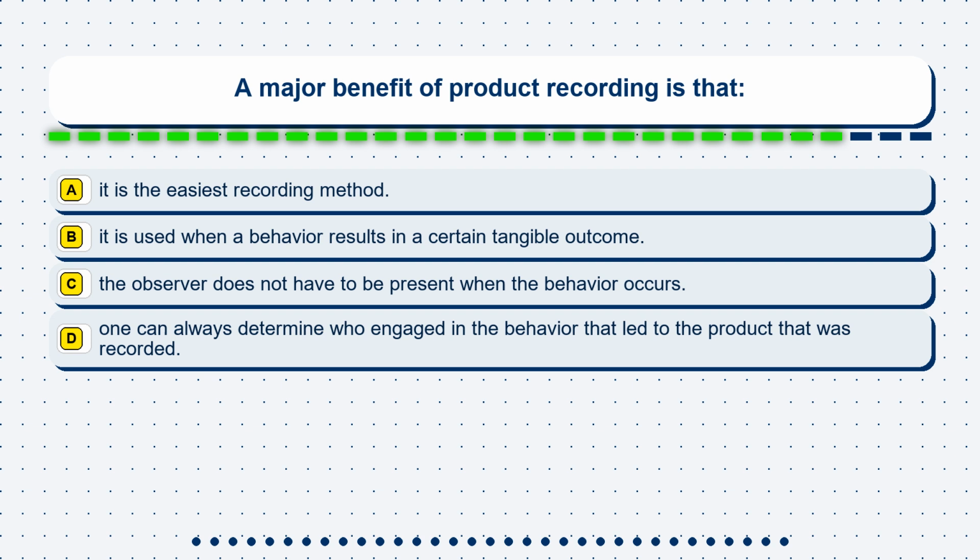A major benefit of product recording is that Option A, it is the easiest recording method. Option B, it is used when a behavior results in a certain tangible outcome. Option C, the observer does not have to be present when the behavior occurs. Option D, one can always determine who engaged in the behavior that led to the product that was recorded.